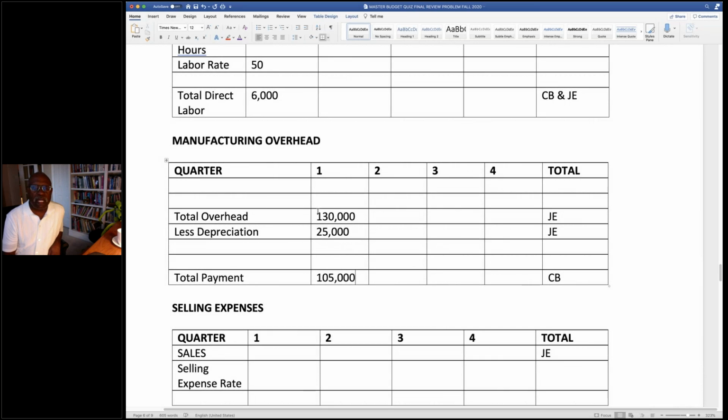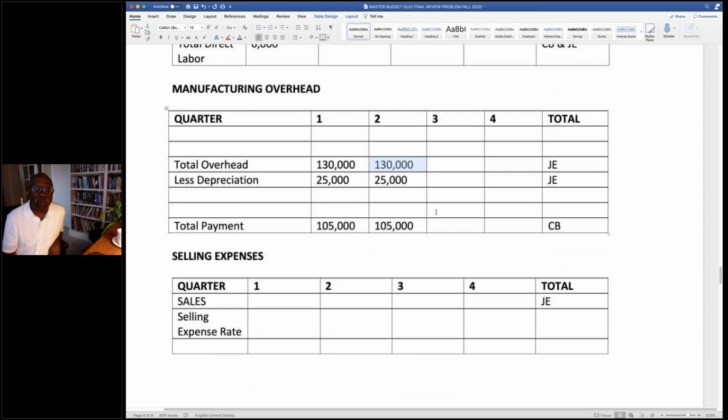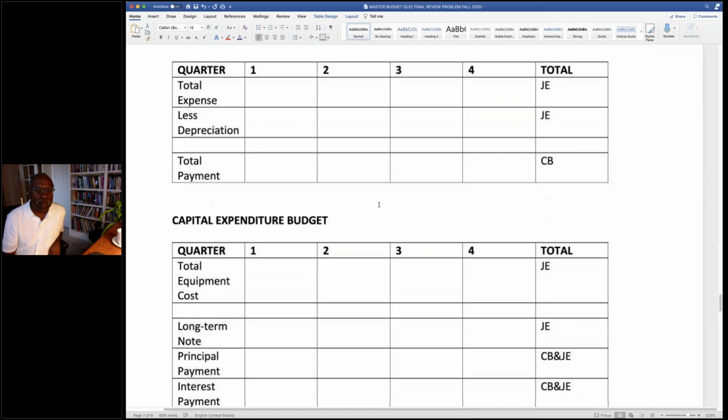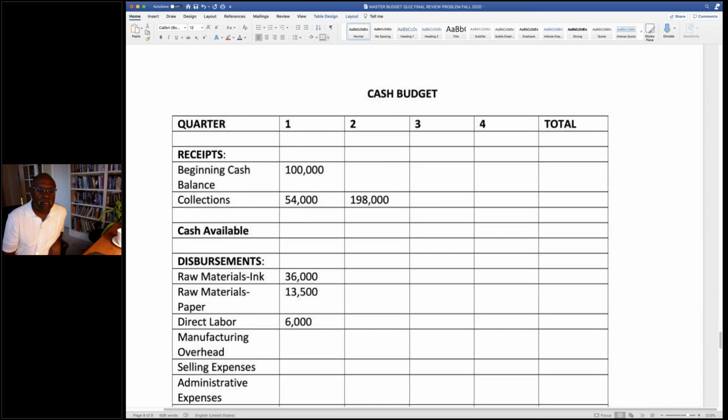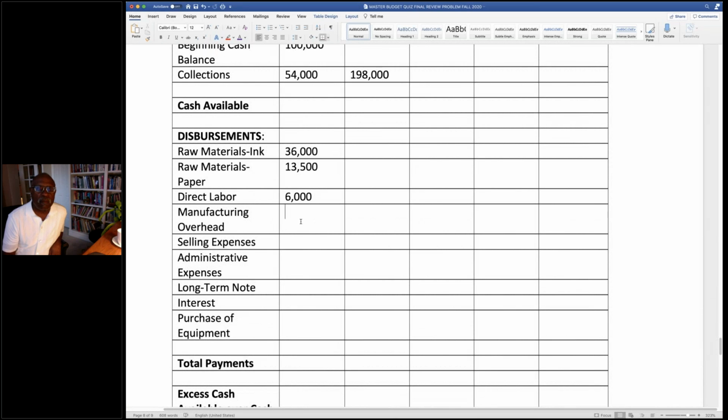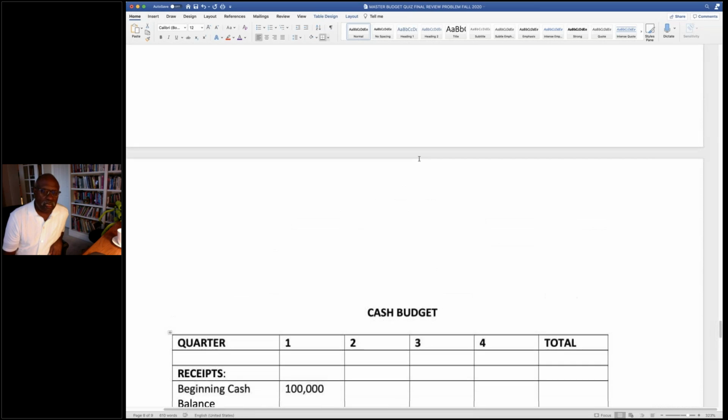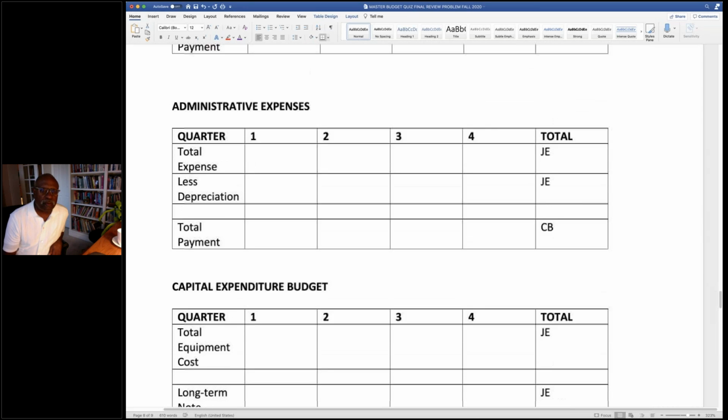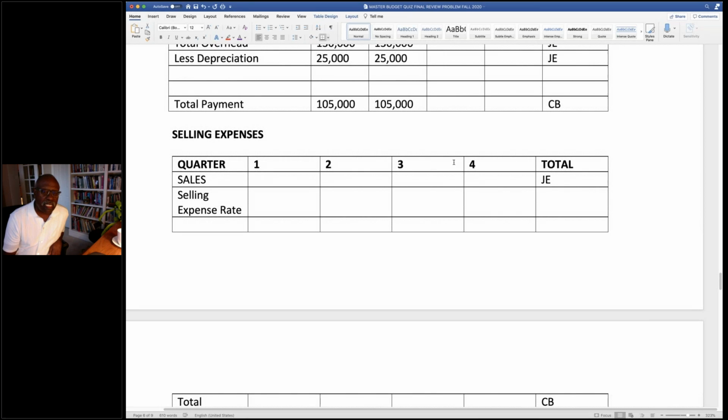And see, the key thing about this is you can copy it, paste it over here. It's gonna be the same. So on a fixed cost, I'll show you how you move fast, move smartly, working smart. Already got part of it done. Let's go to selling expenses. Can you calculate selling expenses?